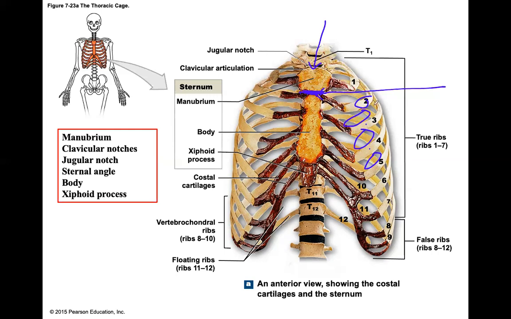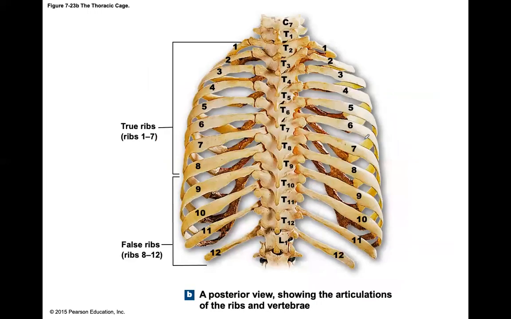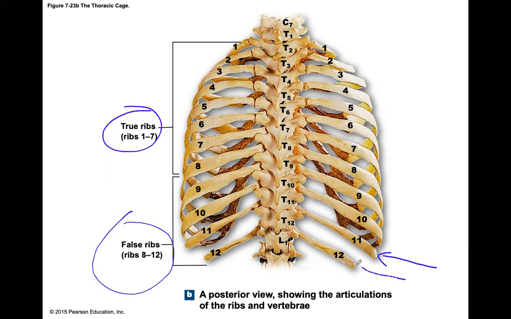Okay, so once you find that sternal angle or the angle of Louis, that takes us to the second rib. And once you go inferior to it, it's the second intercostal space, third rib, third intercostal space, and all the way down. When you look at it from the posterior view, again, we can see the true ribs 1 through 7 and the false ribs 8 through 12. You can see the two floating ribs, rib 11 and rib 12.